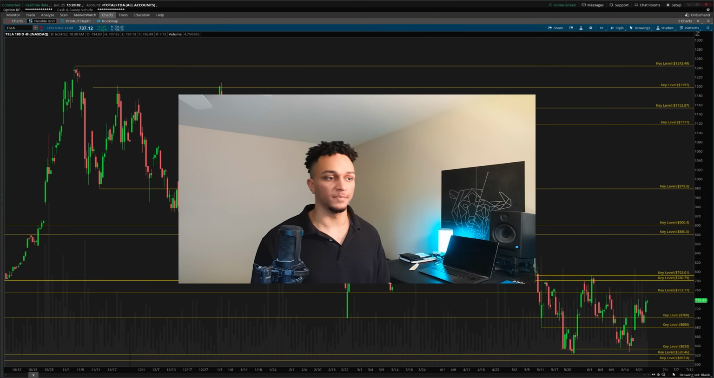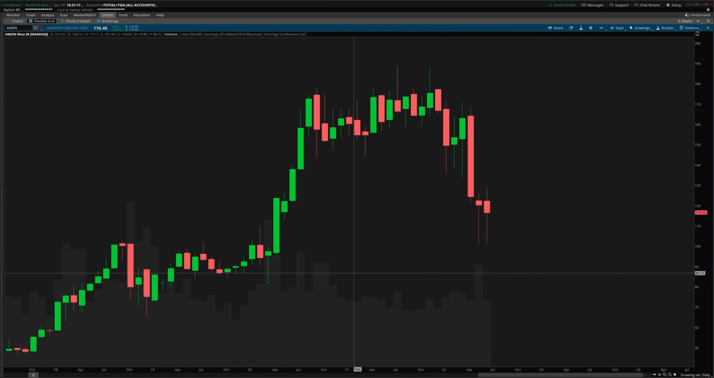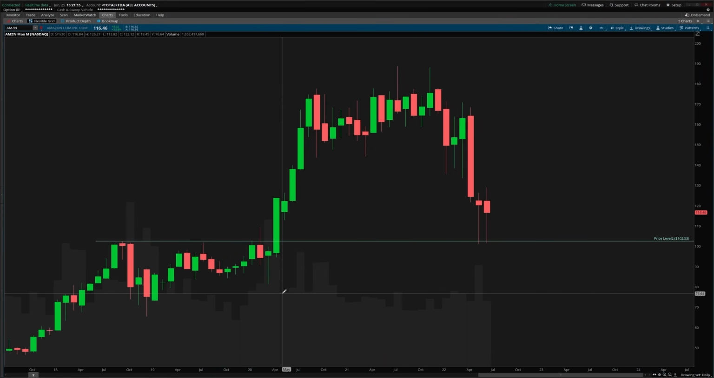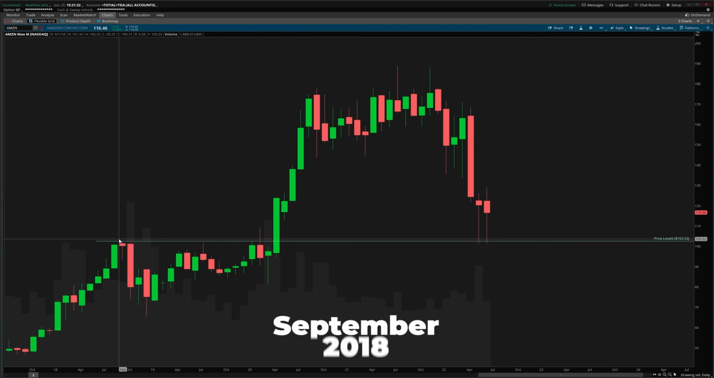Now let's move into Amazon. It's a similar story here on Amazon. So we'll just go over it, we'll make some key levels, and already off the bat, you can kind of see how critical these key levels are. So right here, we had this key level going back to September of 2018.